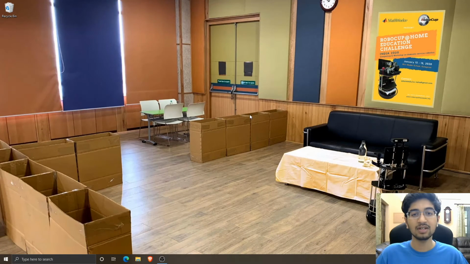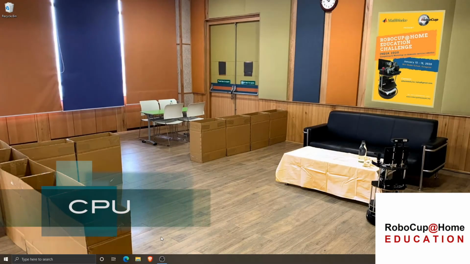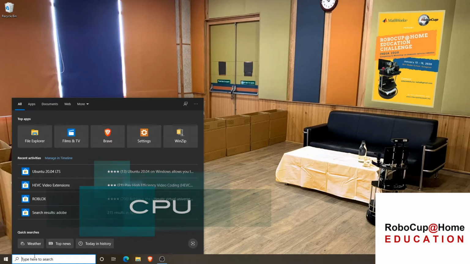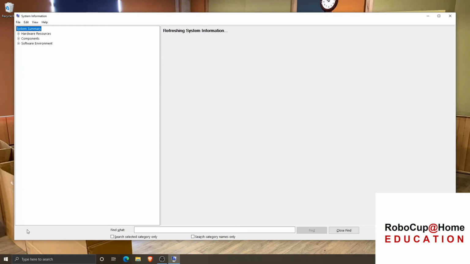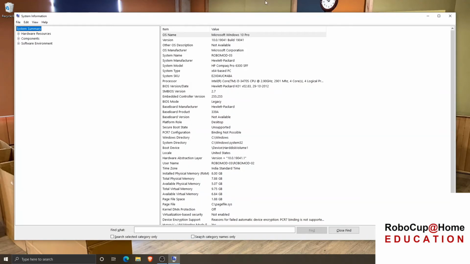The first thing we will be looking at would be the configuration of the system that would be required. So I would be showing you my system's configuration and then also setting out guidelines for the minimum recommended configuration. So what you can do is go down to the search bar over here and type in system information. That should pop up, and this gives us a lot of details about the system.